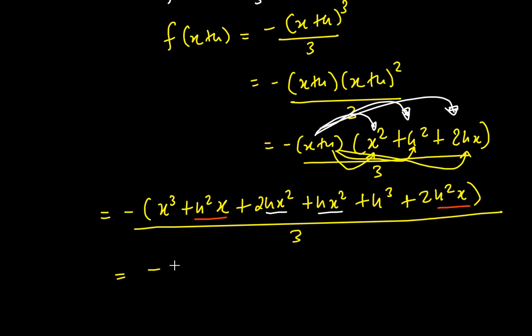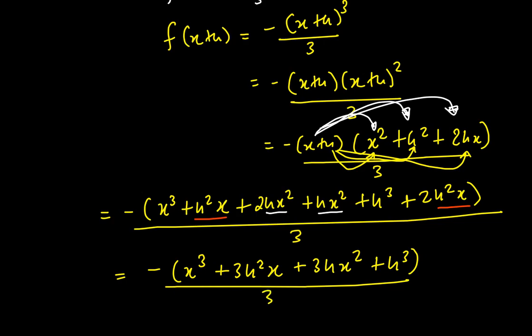We have negative x cubed, right? And these are like terms, 2 plus 1 is what? It's 3h squared x. And these are like terms, what is 1 plus 2? It's 3hx squared, and then you have plus h cubed, all divided by 3, right?